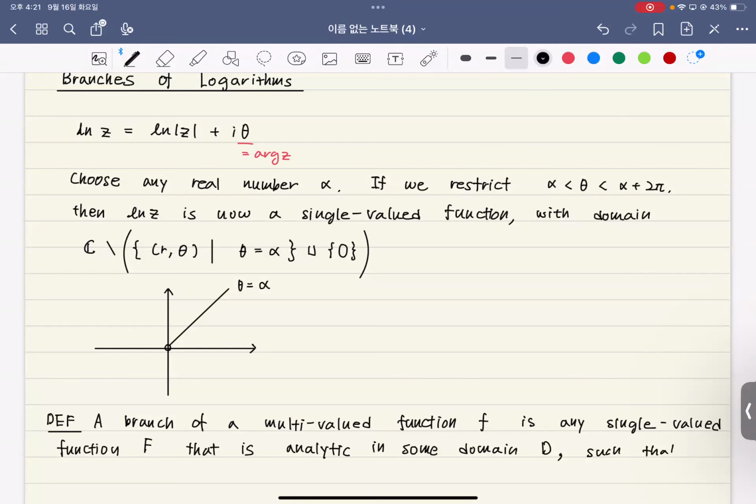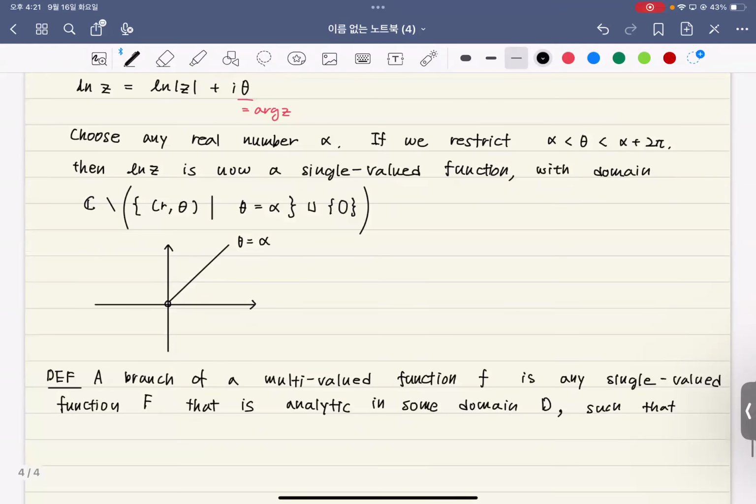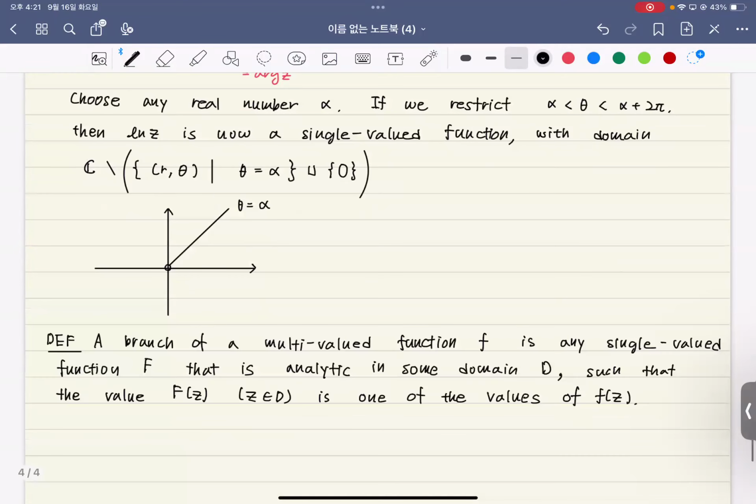Such that the function value f of z is one of the values of f of z. This is my definition of the branch.